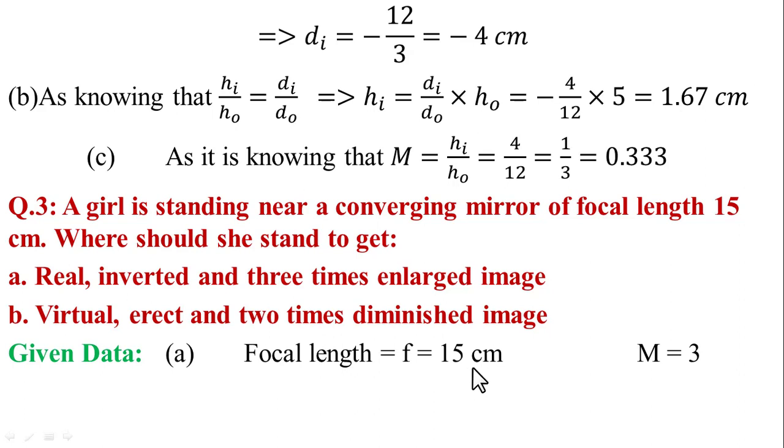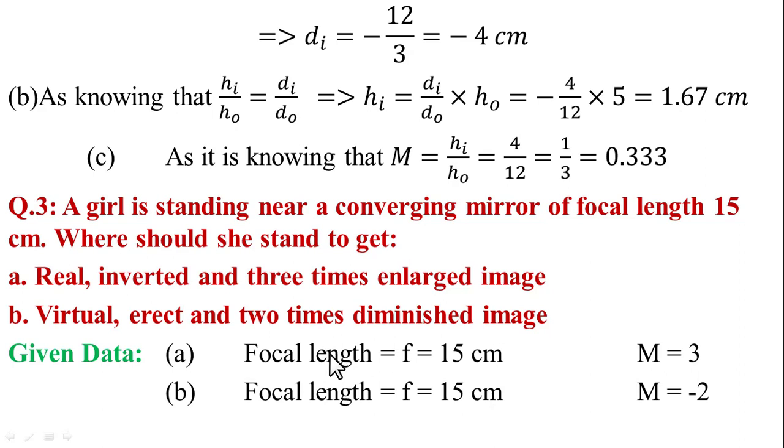Focal length f is equal to 15 centimeter and magnification is 3 times enlarged, so m is equal to 3. Similarly, in B part, focal length is the same 15 centimeter, but the image is diminished, so m is equal to minus 2.